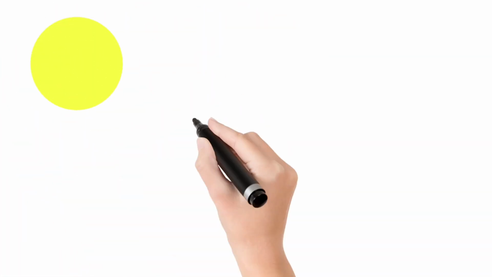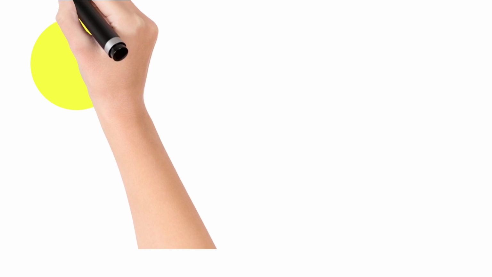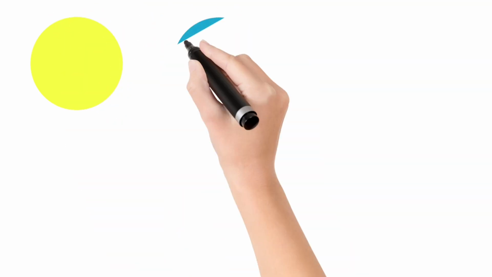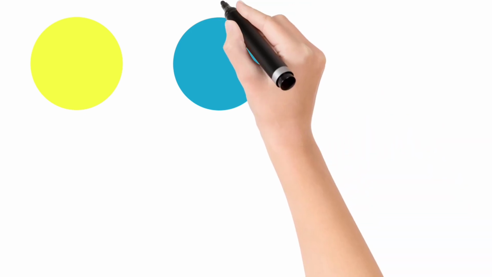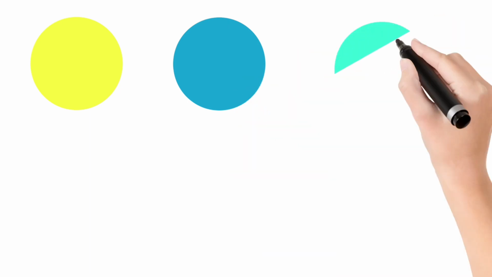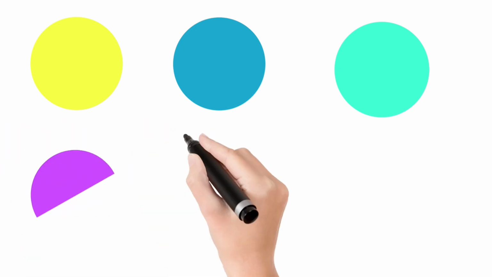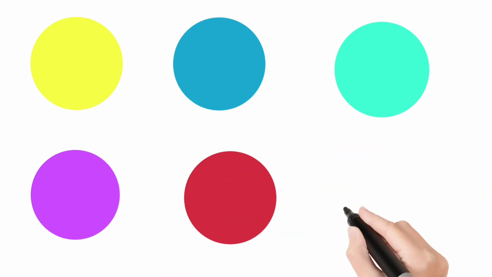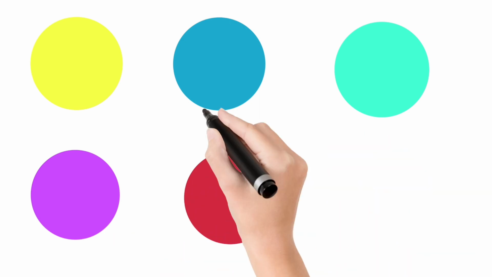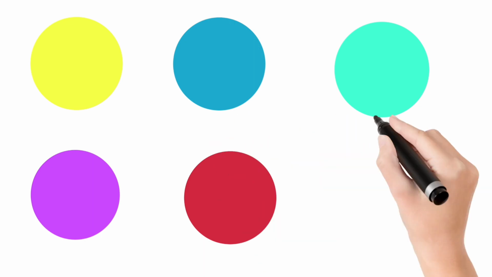Now colors name. Yellow color. This is yellow. Sky blue color. Sky blue. Cyan color. Purple color. Red color. Black color.